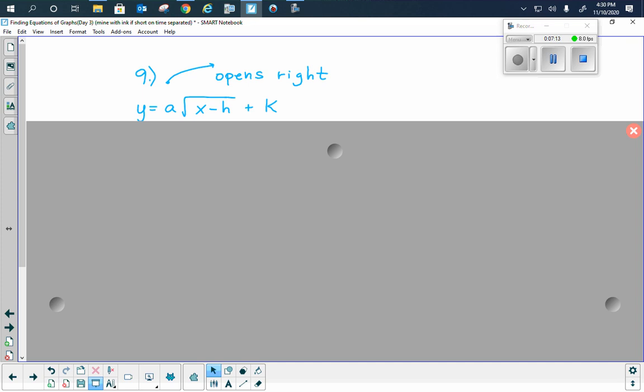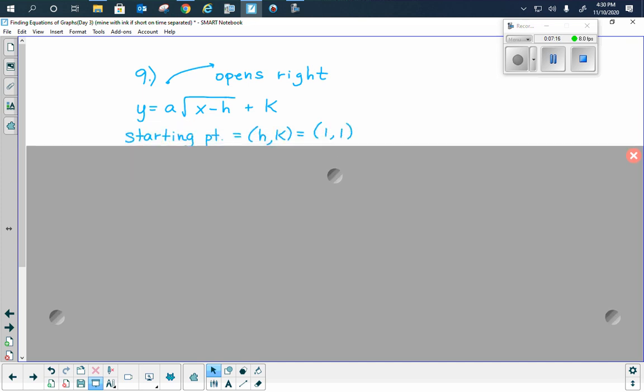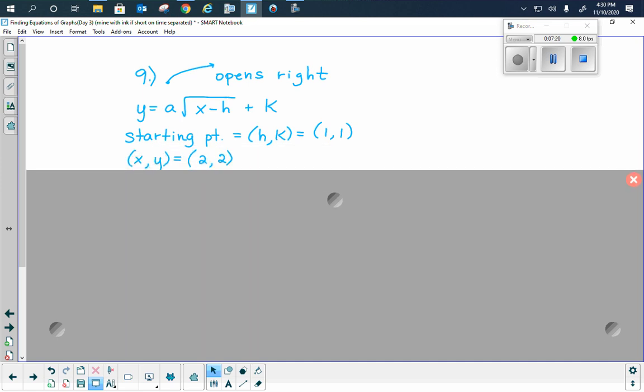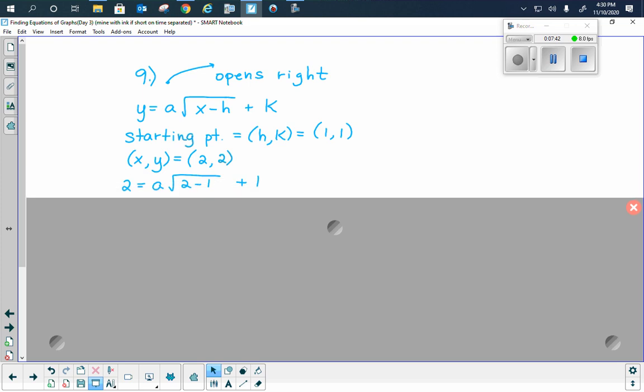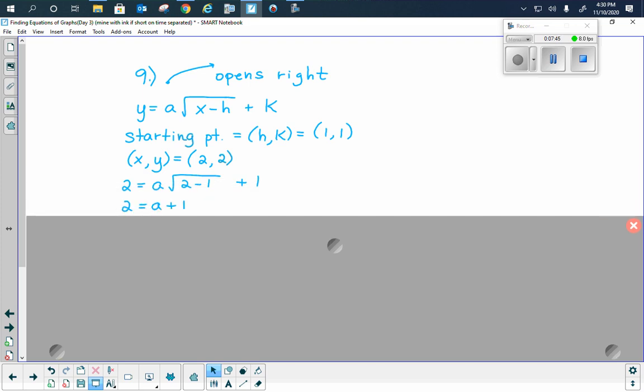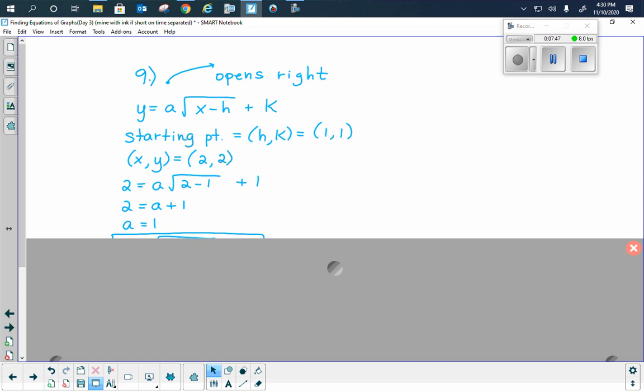All right, so your starting point then, your HK is 1, 1. Your XY is 2, 2. Again, a little plug and chug. Plug in what you know. Resolve for A. Now think about it before you start. What should A be? Positive or negative? If it is opening up, it should be positive. Okay, so plug in everything you know. Solve for A. I should get 1.